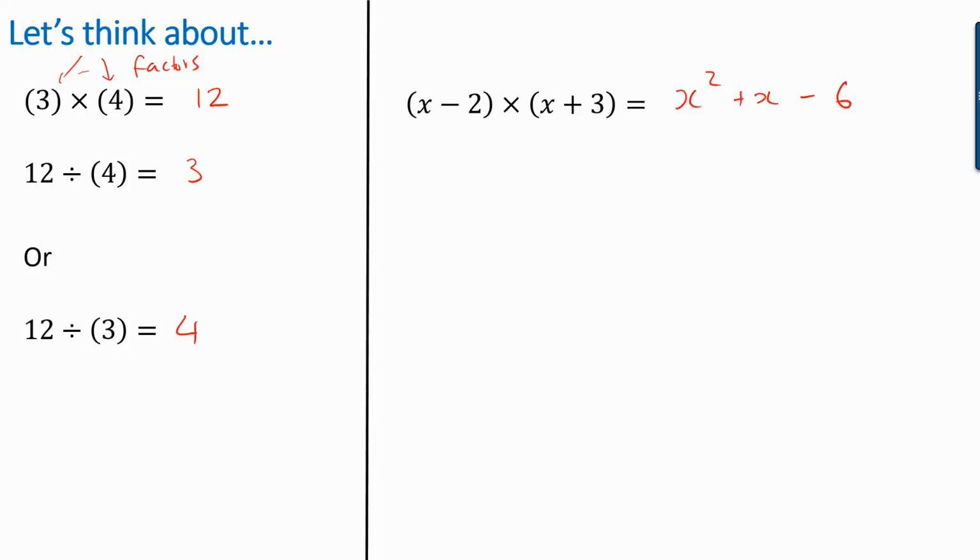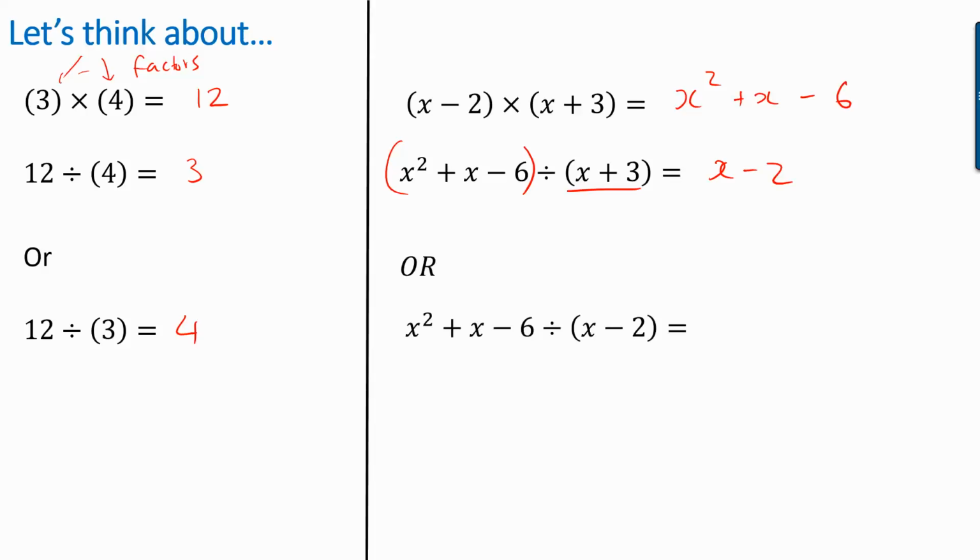Does that make sense? So if I took x squared plus x minus 6 and divided it by x plus 3, what would you expect the answer to be? x minus 2. It's the leftover factor. Or if you said x squared plus x minus 6 divided by x minus 2, it should be x plus 3. It's the other one. So I'm trying to show you logic.